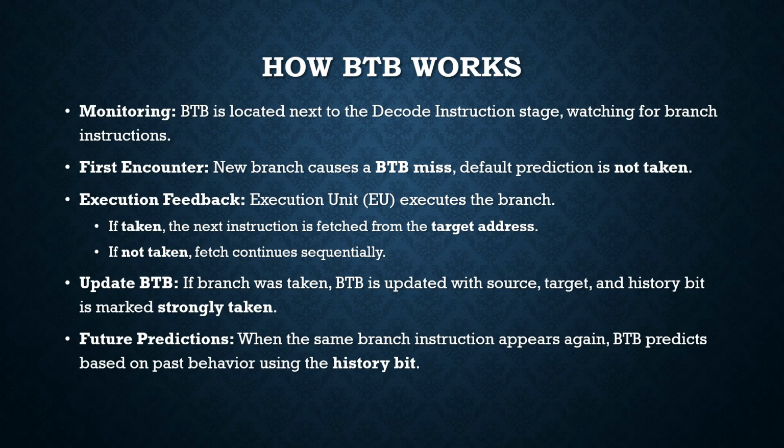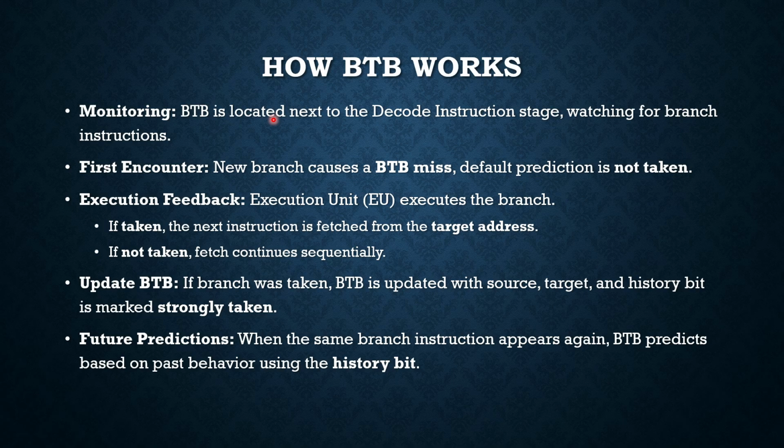Now, how does this BTB work? It has a few stages, the first one being monitoring. The BTB is located next to the decode instruction stage. It watches for branch instructions. When it encounters a new branch for the first time, that causes a BTB miss. The default prediction is not taken.